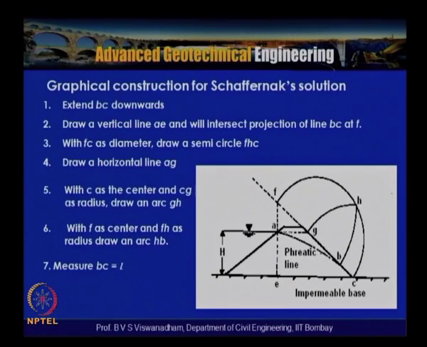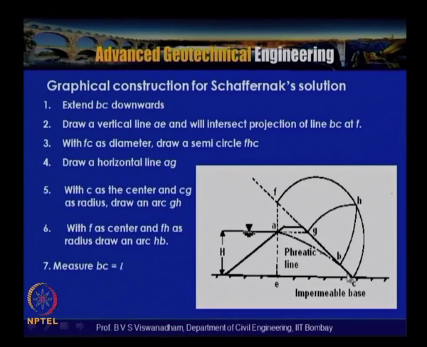The graphical construction for determining L is also given. Previously we have seen the analytical solution, and Schaffernak actually has given the graphical solution also. Here the graphical solution goes like this. Extend BC downwards, that means along the slope line this line is to be extended, and draw a vertical line AE which will intersect the projection line BC at F. So this is that point F.